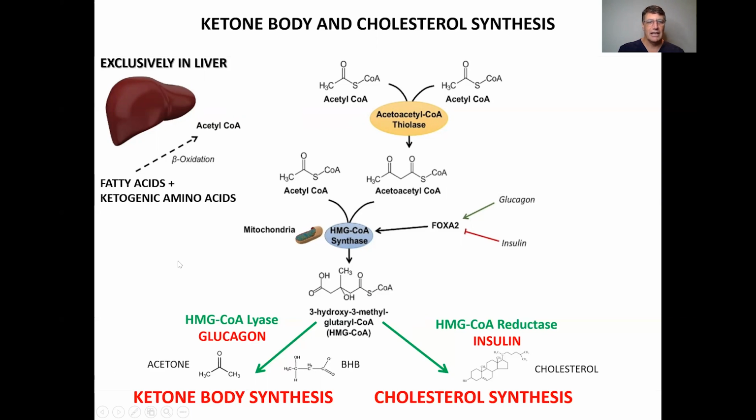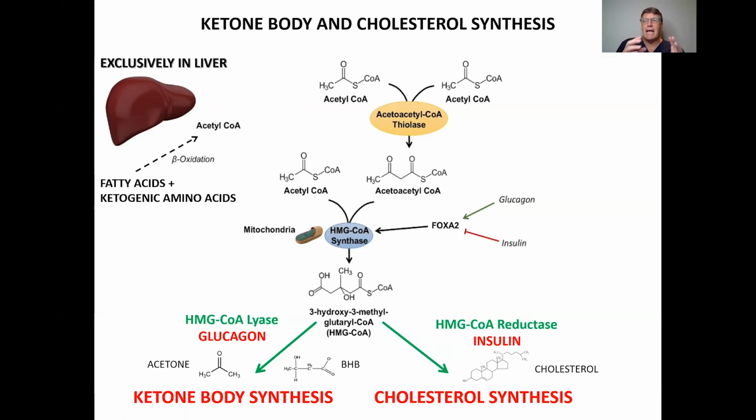Now, the other cool thing, look at how beautiful the human body is, folks. The same process of beta oxidation, under the influence of insulin, the quarterback of the hormonal metabolic system, HMG-CoA gets reduced by HMG-CoA reductase to become cholesterol. And that is how about two-thirds of the cholesterol of the human body is generated in all the cells, but particularly in the liver.